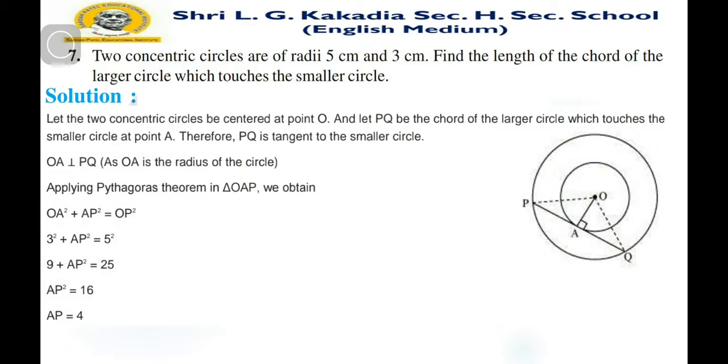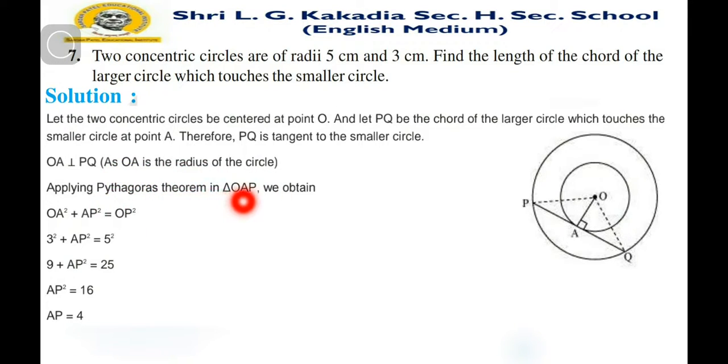So let two concentric circles be centered at point O and let PQ be the chord of the large circle which touches the smaller circle at point A. Therefore PQ is tangent to the smaller circle. As you can see in the figure, OA is perpendicular to PQ as OA is the radius of the circle.